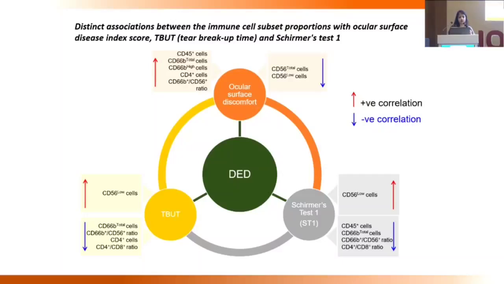So it did show a relation where the OSDI was also matched with the Schirmer's. So a higher OSDI, reduced Schirmer's, and an altered tear film breakup time shows that there's an inflammatory dry eye disease underneath.